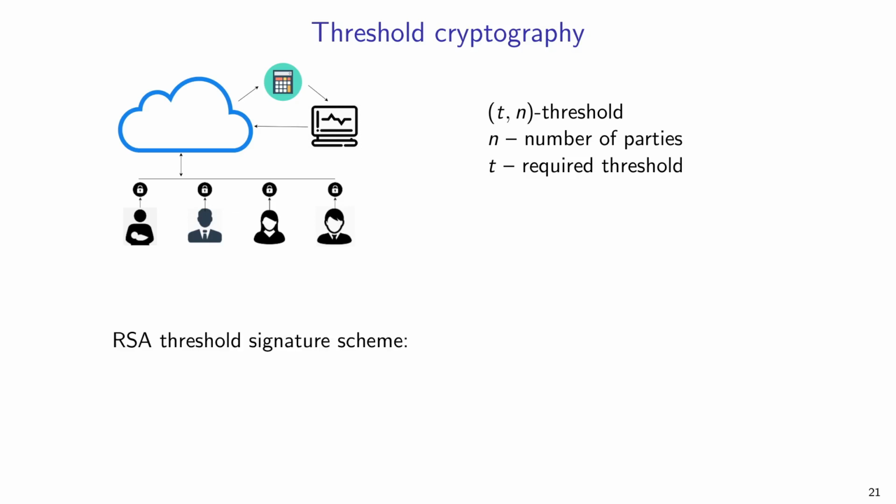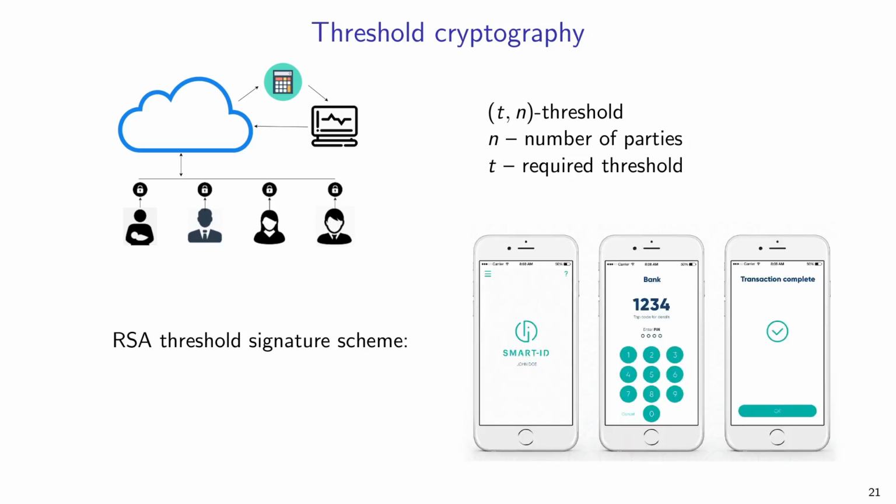A nice real-world example of RSA threshold signature scheme is the Smart ID solution that is very popular here in the Baltic states. Maybe you even have it on your phone. From the user's perspective, this looks very simple. The message to be signed is received in the phone, the user enters the PIN code to unlock the private key, the message is signed, and the signature is sent to the server.